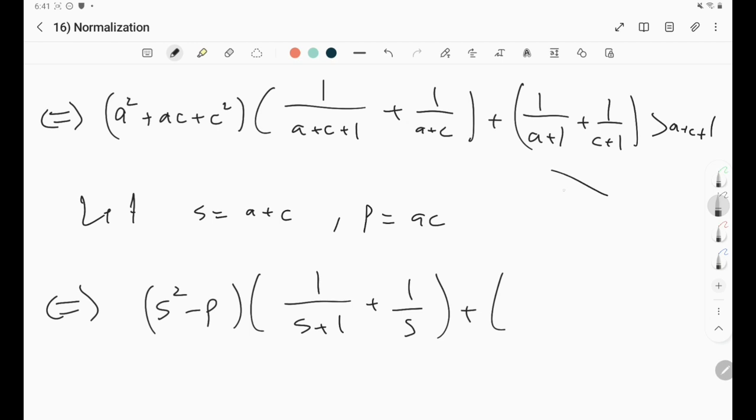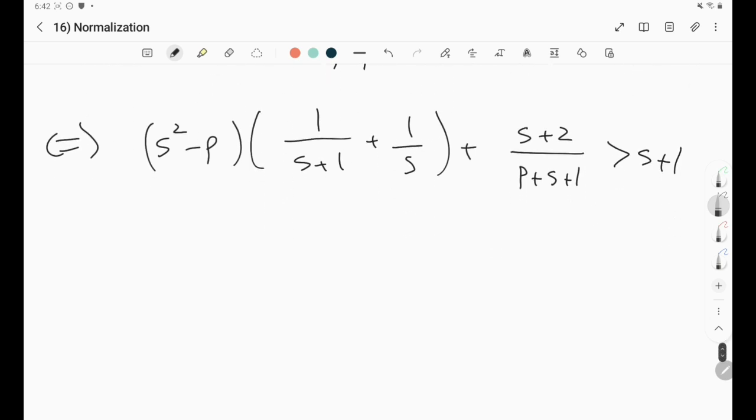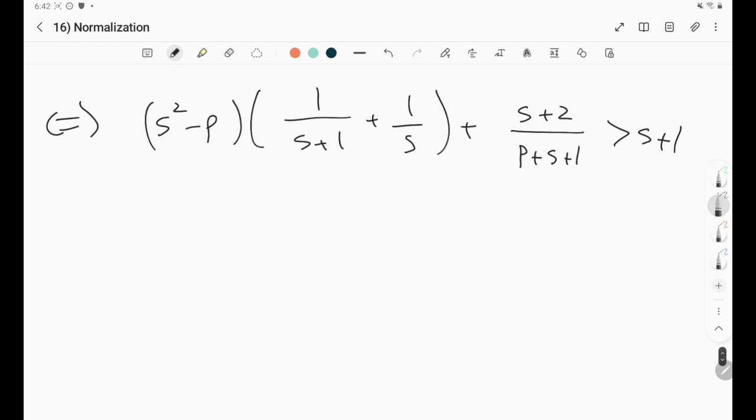So it's going to be A plus C plus 2, so it's basically S plus 2 divided by A plus 1 times C plus 1. That is basically AC, which is P, plus S plus 1. So yeah, just like that, greater than S plus 1. Okay, very nice. Now this thing is much nicer, and now the plan is very simple. We're going to expand everything and get a really nice polynomial.